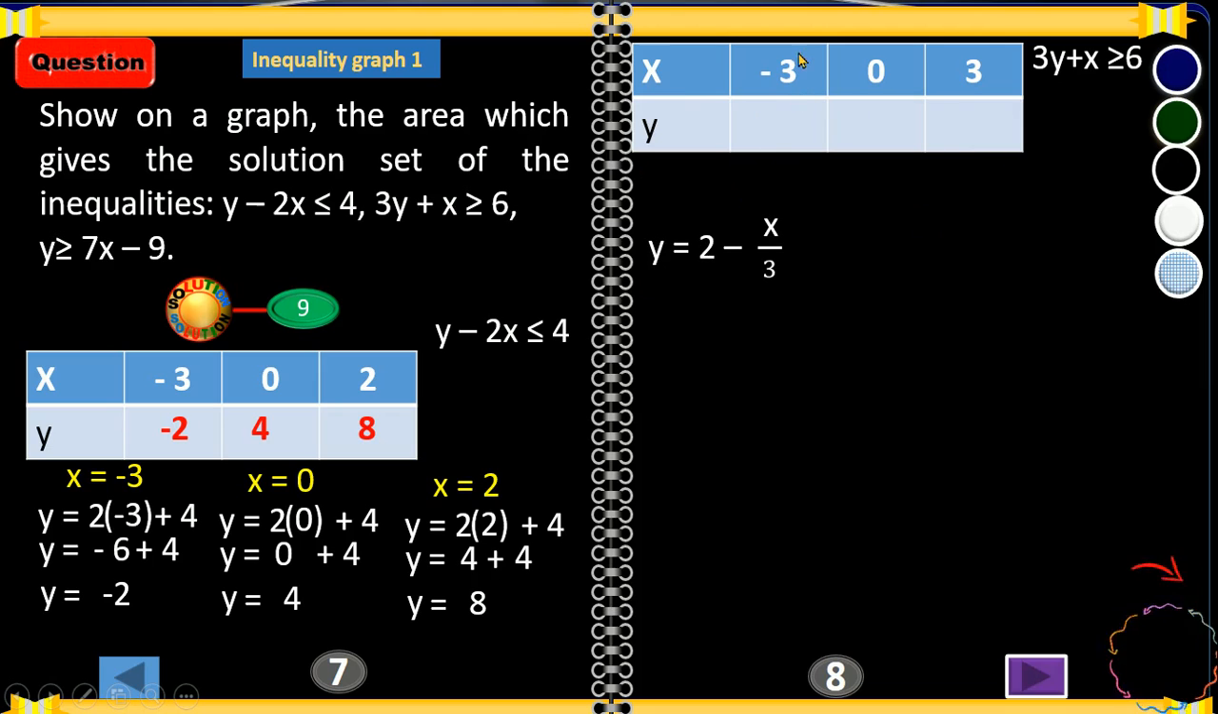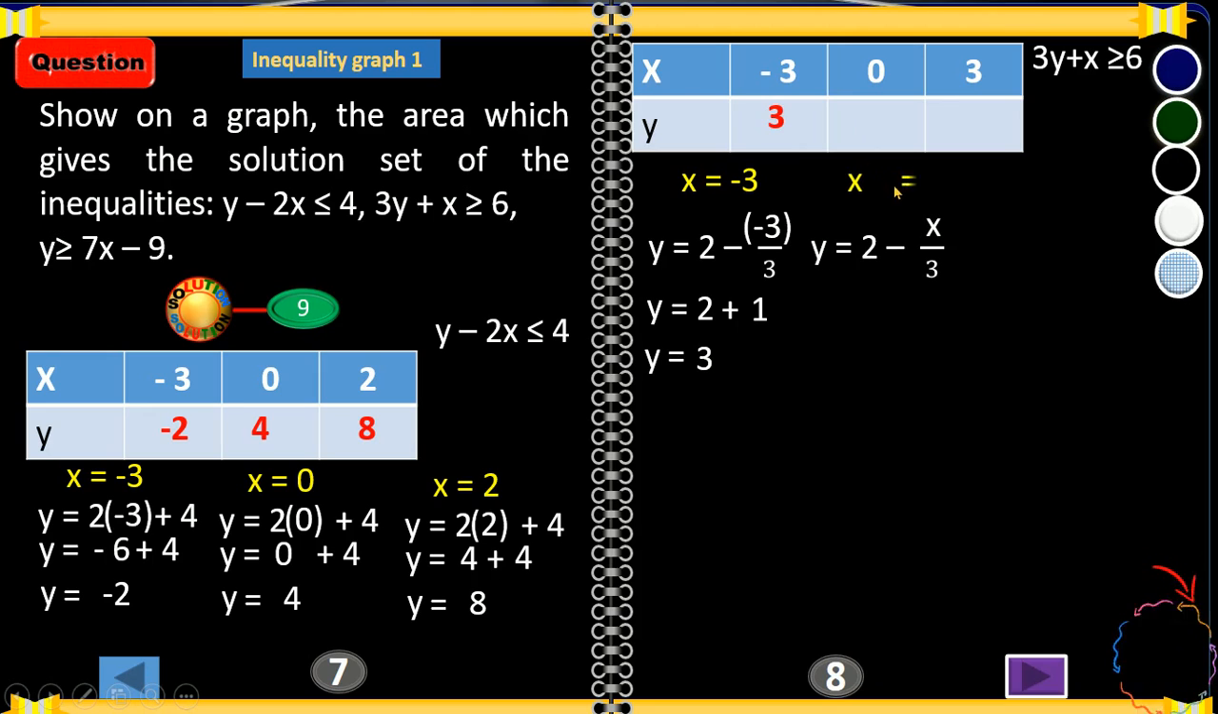When x is minus 3, we replace x with minus 3, and then we simplify. 2 plus 3 divided by 3 is 1. So y is equal to 2 plus 1, which is 3. So that's 3. We are going to do the same thing for when x is equal to 0. If x is equal to 0, we replace x with 0. And then y will give me 2 plus 0.